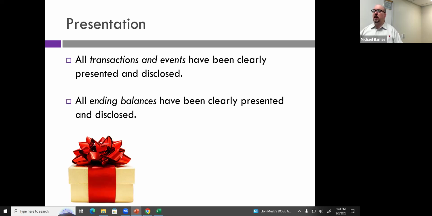Okay, this one's a little bit more subjective, a little bit more challenging, but this is particularly important when we talk about financial statement disclosure of information. There are certain requirements according to GAAP. If companies fail to meet those requirements, they have violated this particular assertion.